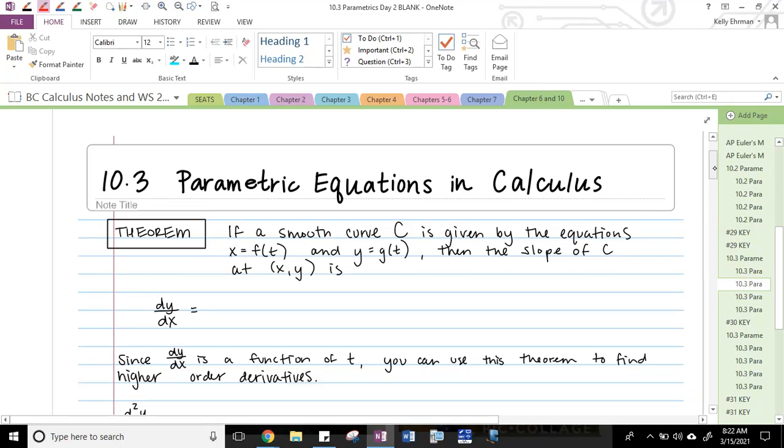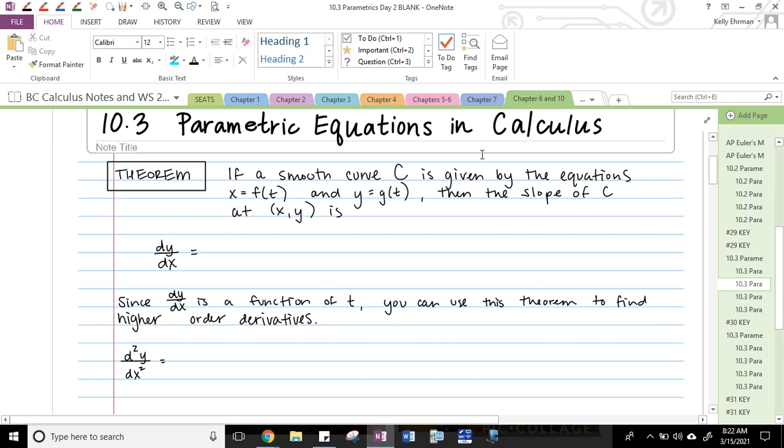Today we're going to start section 10.3, which is how we use parametric equations in calculus. And so we're going to start off with a theorem that involves the derivative. If a smooth curve C is given by the equations x equals f of t and y equals g of t, so x and y have parametric equations, then the slope of C at the point (x, y) is dy dx, which is dy dt over dx dt.